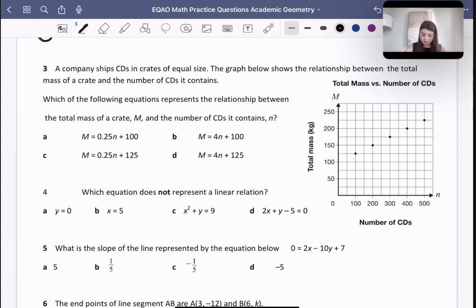First of all, what is our slope here? Well, slope is rise over run. So what's our rise?